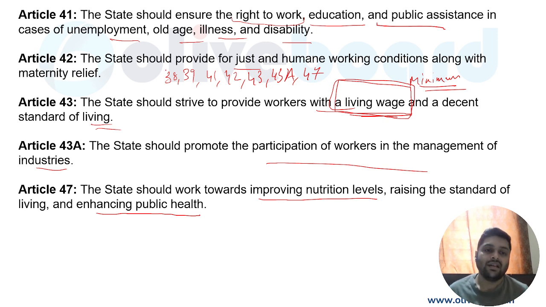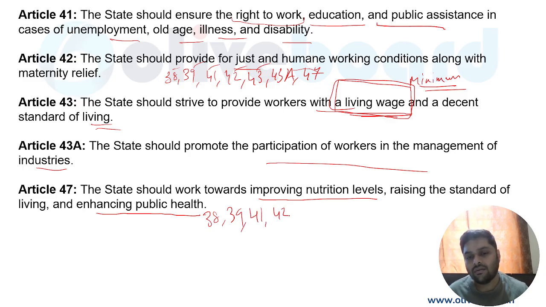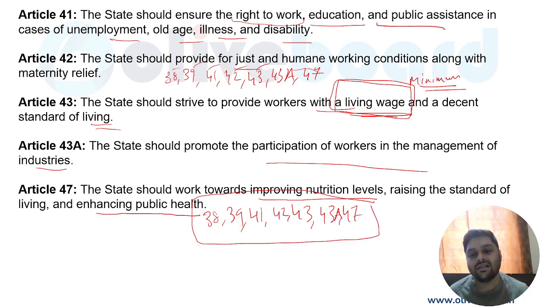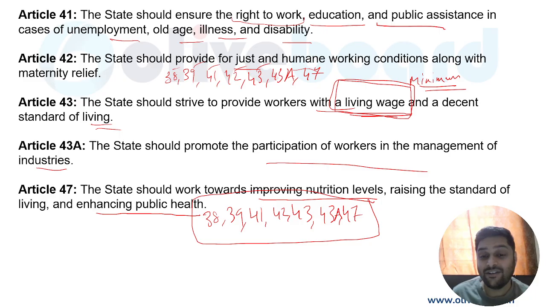How will you remember? Plus 1, plus 2, plus 1, plus 1, plus 4. So remember 38, 39, then one jump 41, plus 1, plus 1, A, and plus 4. So these are the principles which are socialist among the directive principles of state policy. I hope we are clear with this. I hope now we have a better idea as to what are the directive principles based on socialist ideological background.